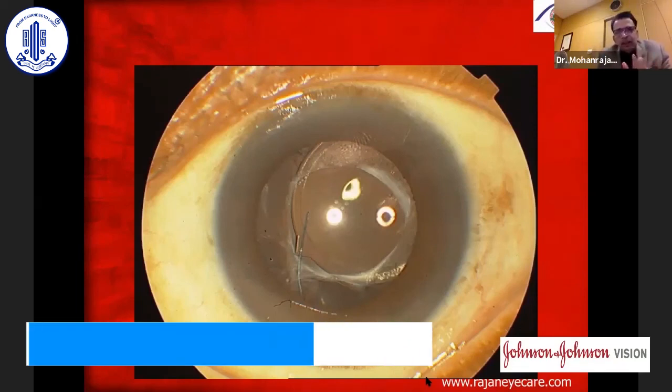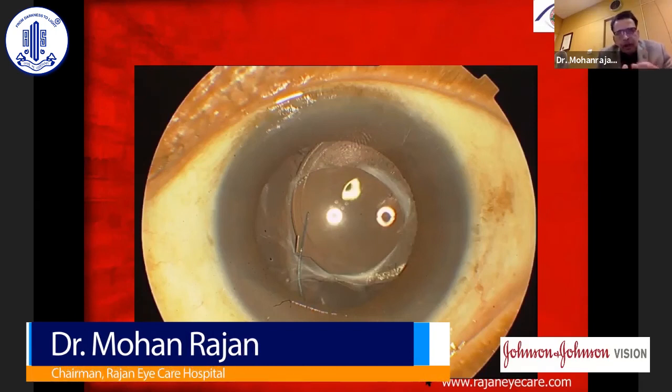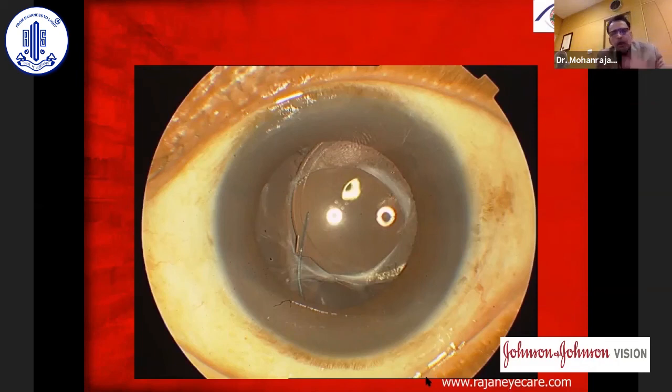In most toric patients, the majority of the rotation occurs within the first few hours, the first 1 or 2 hours. So I always keep the patient in the ward for about 2 hours, and then put the patient on the slit lamp at the end of 2 hours, and check that the axis conforms with the axis you set intraoperatively. If not, you can always go in and put the patient back into the same position.